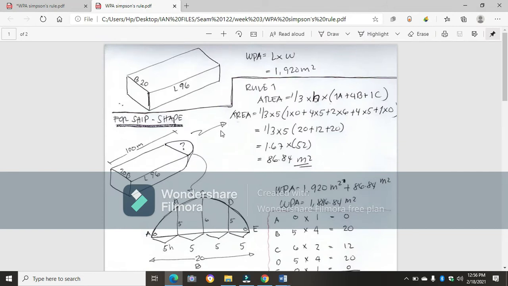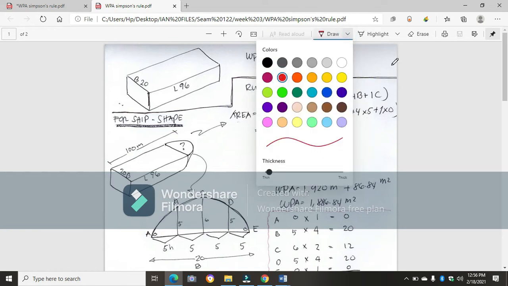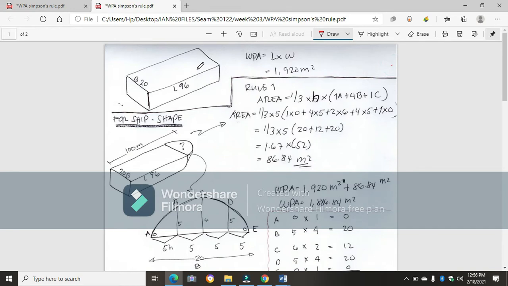So I will show you here an example for the computation of Simpson's rule. In a normal rectangular shape, a box-shaped vessel with a length of 96 meters and a breadth of 20 meters, the formula is water plane area equals length times width. So it is very simple. The answer is 1920 square meters.